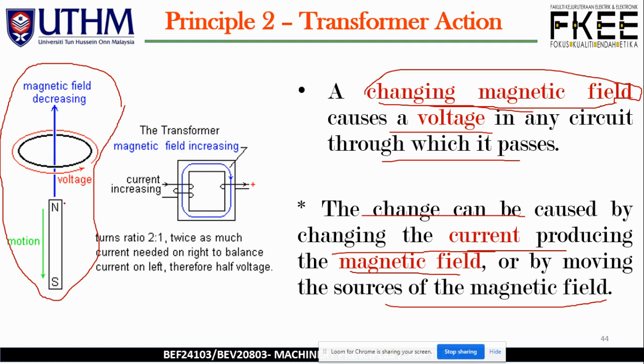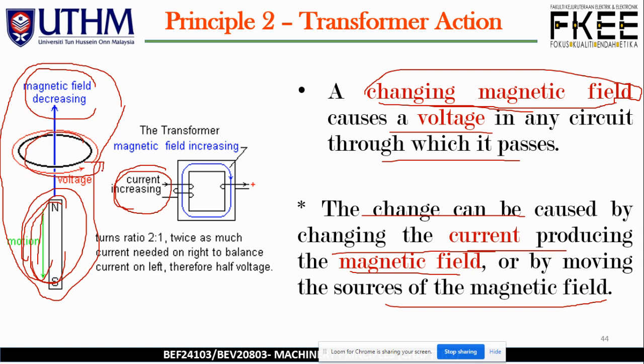Since we have the magnetic bar over here, we can have two options. We can move the source of the magnetic field, which is this one. You can see the direction of the motion. We may also change the current, so the magnetic field decreases, and thus voltage is induced.